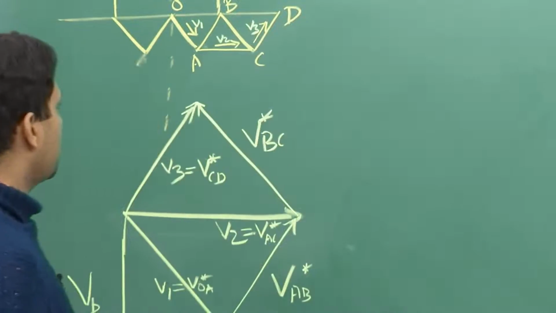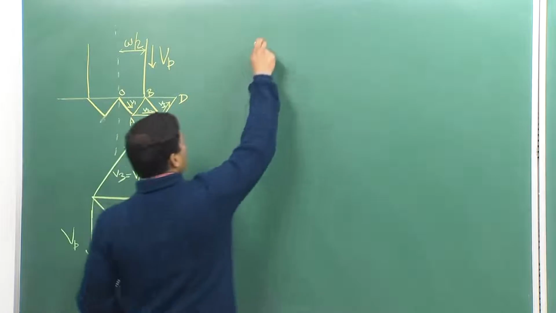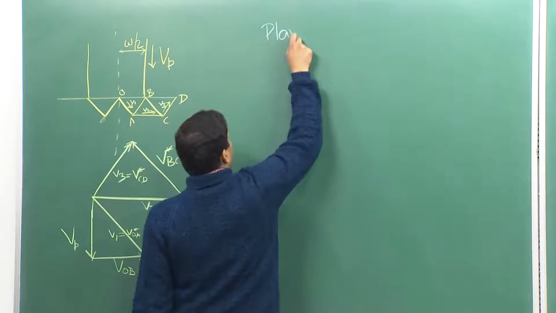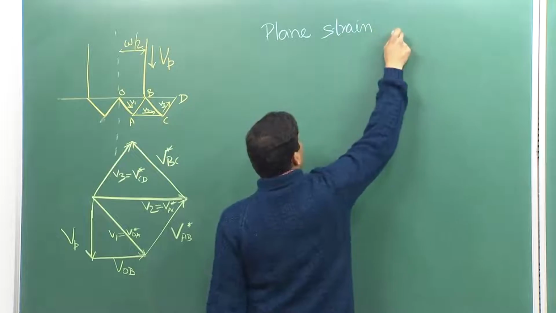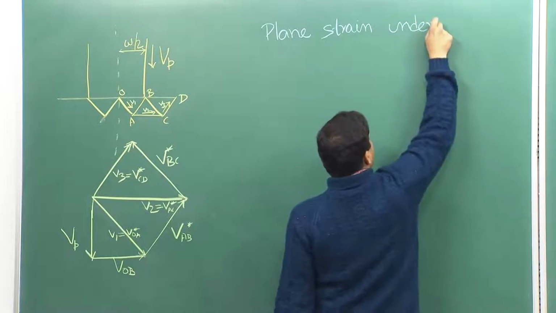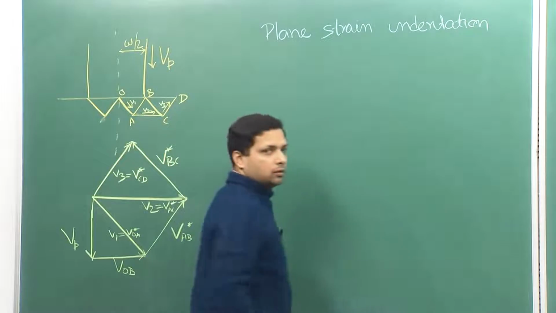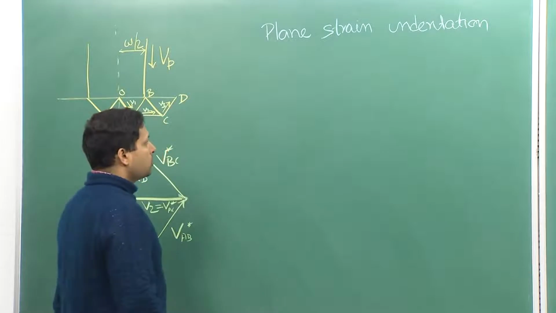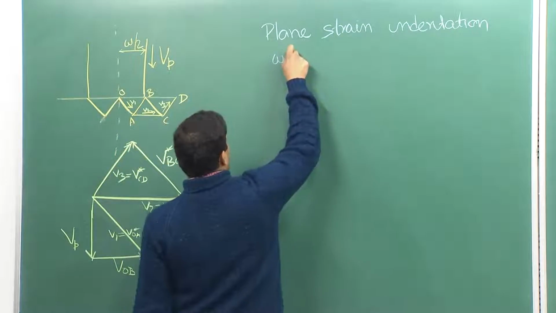So, we will continue our discussion from where we left off in the previous lecture. This is the condition of plane strain indentation, and there was an additional constraint to it, which is a frictionless interface.